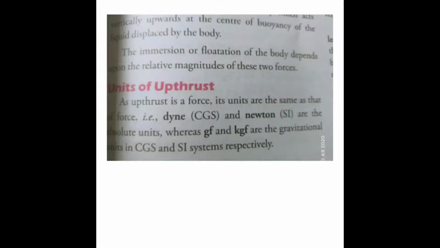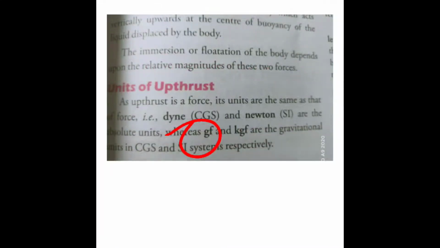The unit of upthrust is dyne in CGS and Newton in SI, right? Because upthrust is a force, the SI unit of force is Newton and the CGS unit is dyne. And gf and kgf, that means gram force and kilogram force, are the gravitational units in CGS and SI.